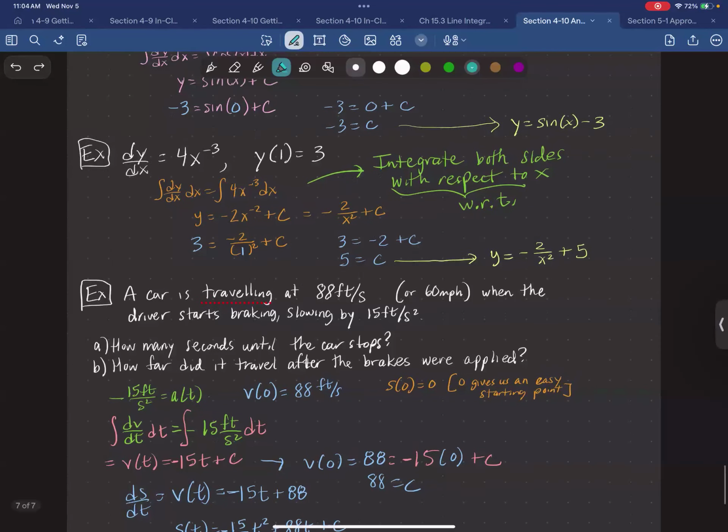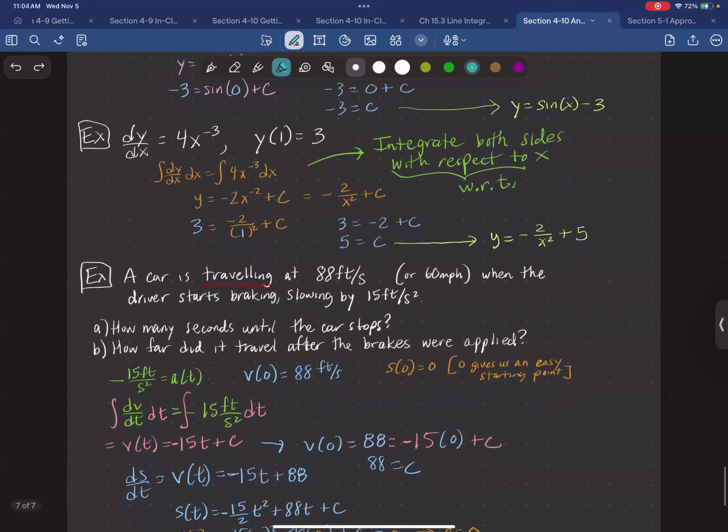Okay? So if I want to go from this step to the next step, what I need to do, and apparently I felt like not showing it there, so let's add it in right now. I integrate both sides with respect to t.